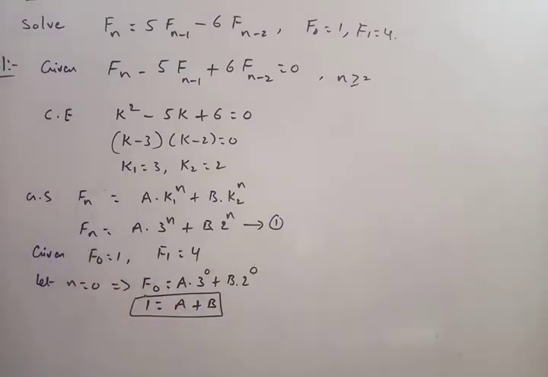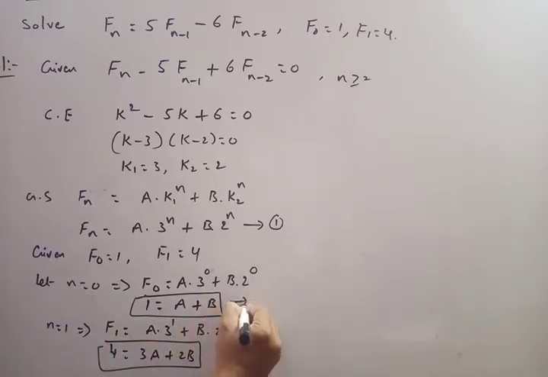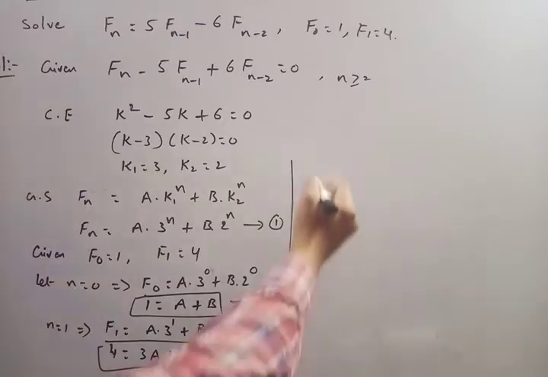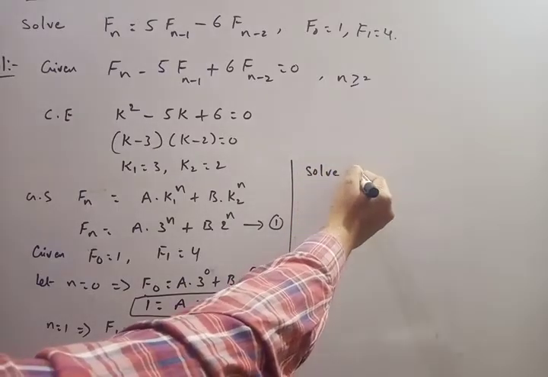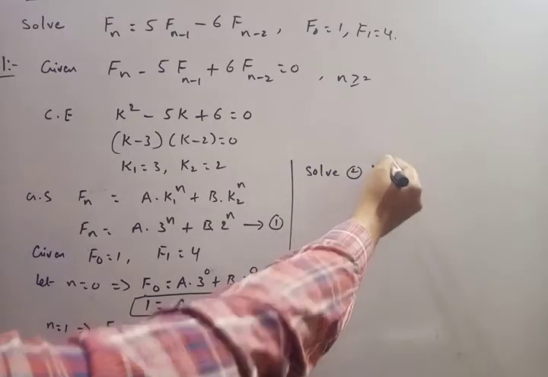Understand? Now we have to substitute n = 1. Let n = 1. What I get here: f1 = a 3^1 + b 2^1. So f1 value is 4, that is 4 = 3a + 2b. This is another equation I got. Mark this as 2 and this as 3. Solve 2 and 3 for the values of a and b.